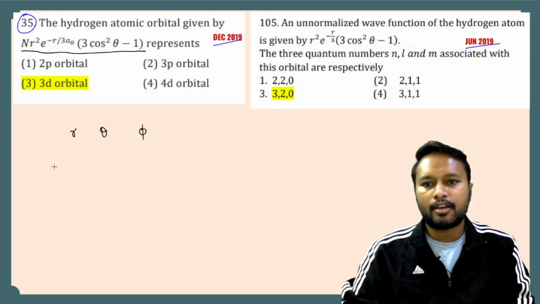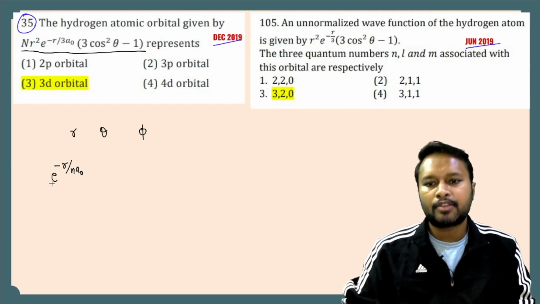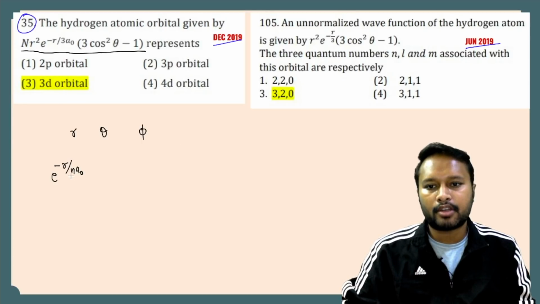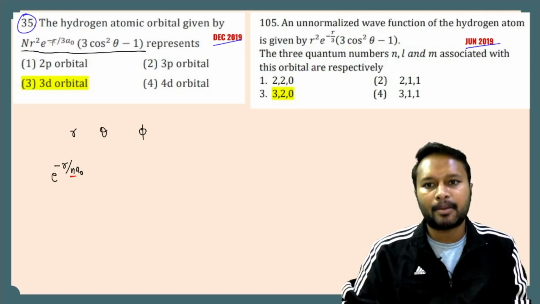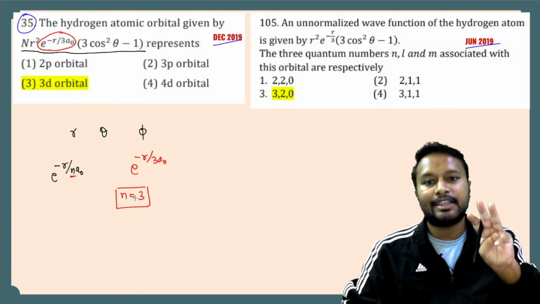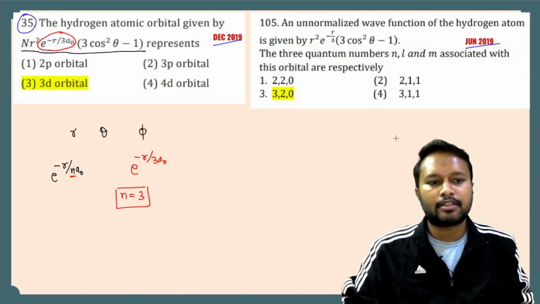First of all, what you have to look for is e to the power minus r upon n a naught. In this exponential part, the numerator should have r and the denominator should have a naught. Whatever the coefficient of a naught is, that will give you the value of n. Comparing here, you have e to the power minus r upon 3 a naught. So what will be the value of n? You have just got n equals 3. It's pretty simple, right? We have not done any mathematical calculation, just by comparing we got it.